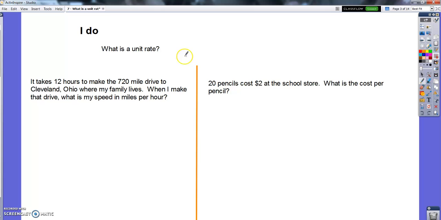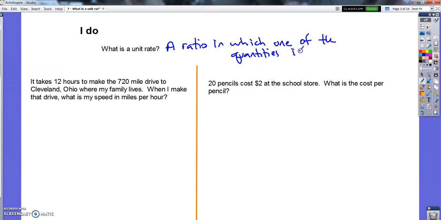So a unit rate, no big deal. A unit rate is a ratio in which one of the quantities is 1. 1 unit means 1, like a single one. So a unit rate is a ratio in which one of the quantities is 1.